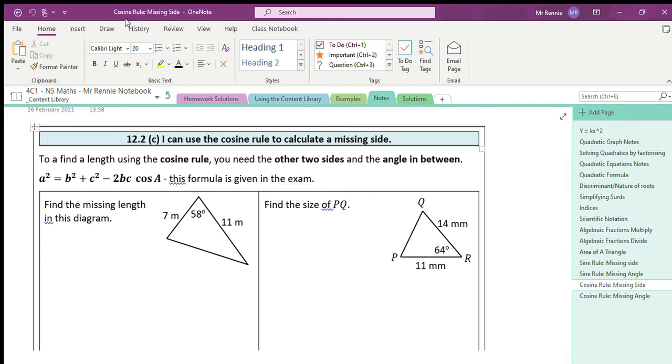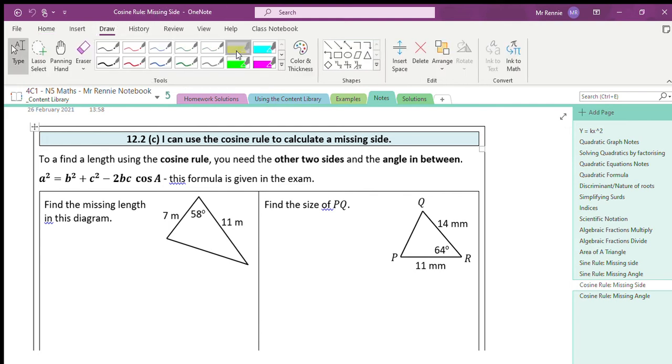I'm going to draw your attention to the formula. So we have a squared equals b squared plus c squared minus 2bc multiplied by cos A. Remember, our lowercase letters are our sides and our capital letters are our angles. The good thing is that this formula is given to you in the exam on the formula page, so you don't need to remember it, we just need to make sure we know how to use it. We're going to look at two examples to show you how this cosine rule works. You will need your calculators also.